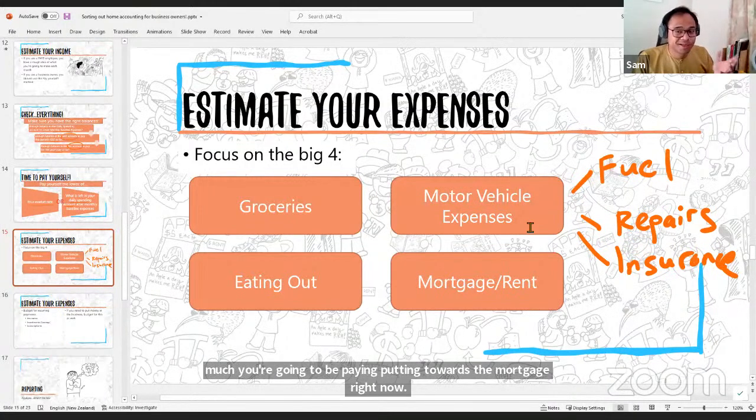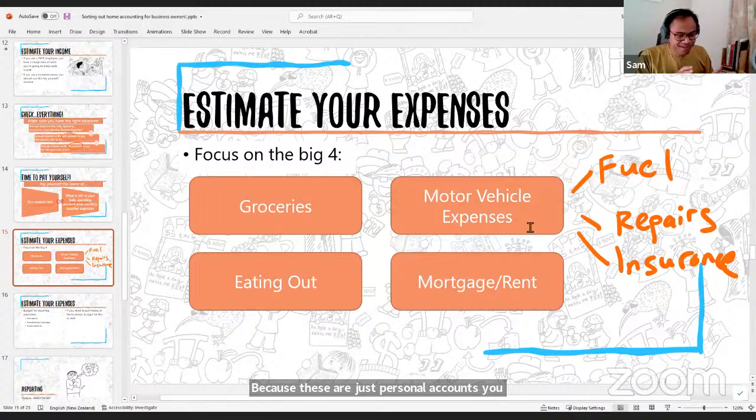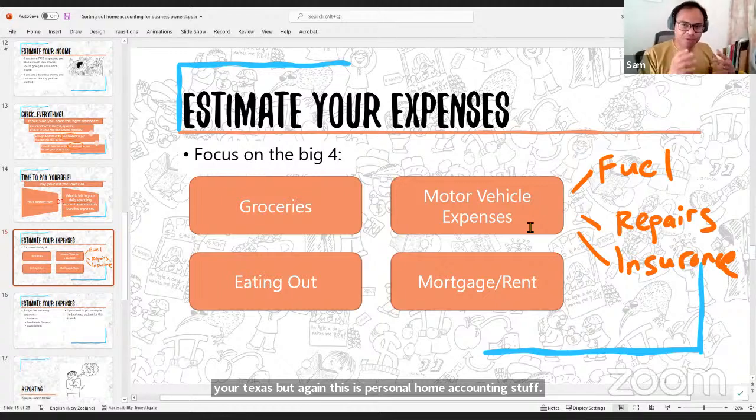Now, because these are just personal accounts, you don't have to worry about calculating the interest portion of the mortgage versus the principal portion, because it's all going to be considered as a negative cash outflow from your income anyway, from the money that you're putting in. So you can treat it all as an expense. All right. Of course, from an accounting point of view, you can only claim the interest expense for your taxes. But again, this is personal home accounting stuff. So let's not worry about the difference between the principal and the interest portion. We'll treat it all as one singular expense for personal purposes, right?